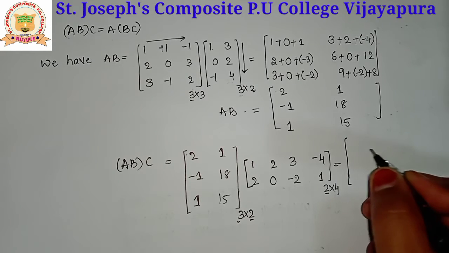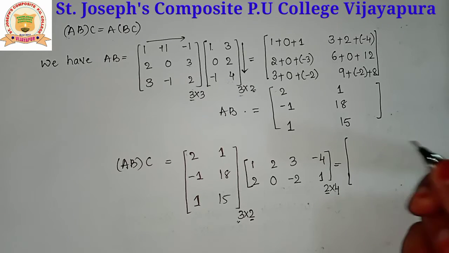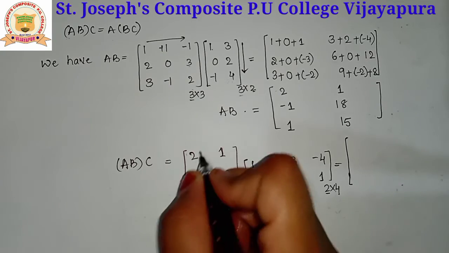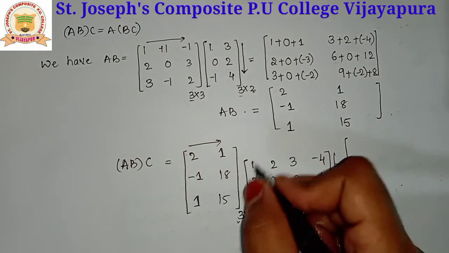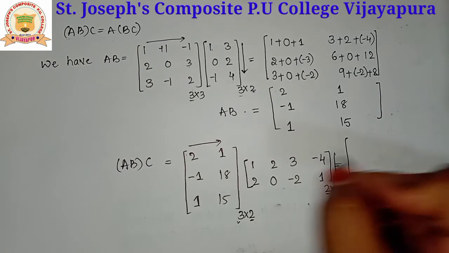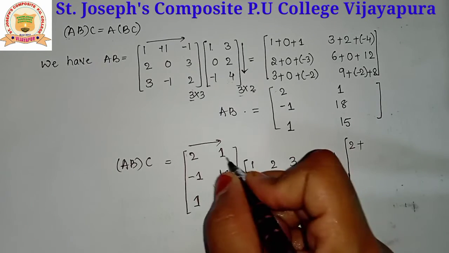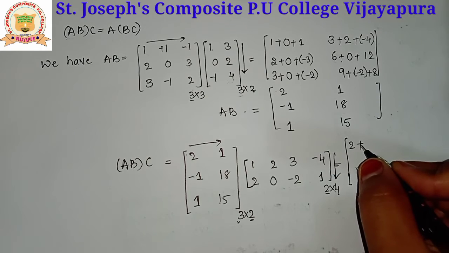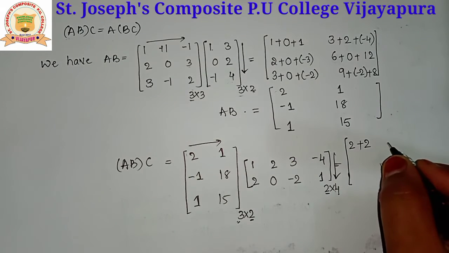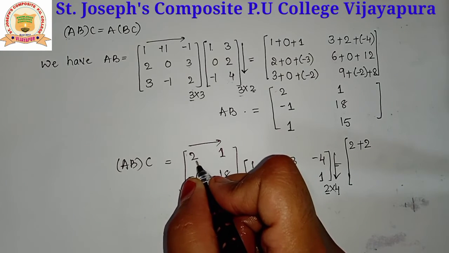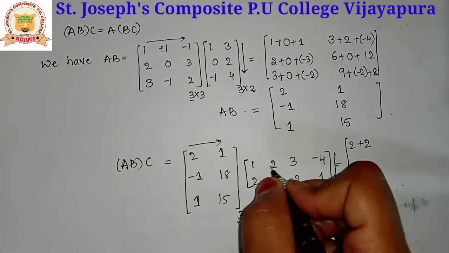So our first element will be here, A11, same as usual we have to do. First row, first column, first row from this matrix and first column from this matrix: 2 into 1 is 2 plus 1 into 2 is 2. Same, our next element will be A12. First row, second column, 2 into 2 is 4.